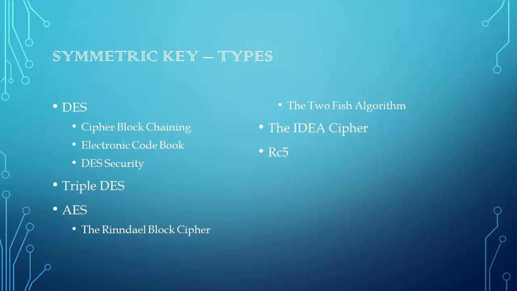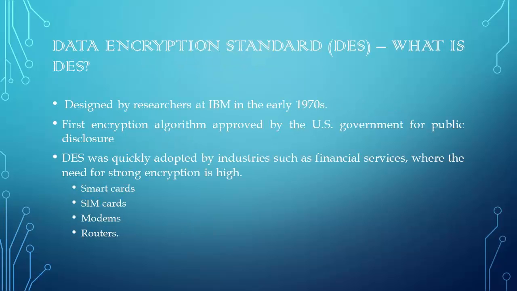Here we have some of the types of symmetric keys, which are DES, triple DES, AES, the IDEA cipher, and RC5. So we'll start with DES. DES simply means Data Encryption Standard. It was designed by IBM researchers in 1970 and was adopted by the US government as an official Federal Information Processing Standard in 1977 for the purpose of encryption of commercial and sensitive yet unclassified government data.